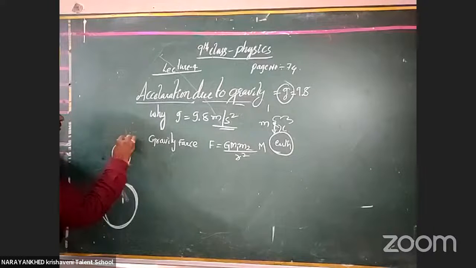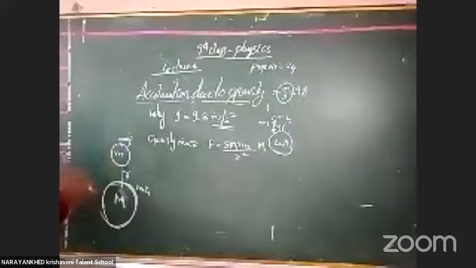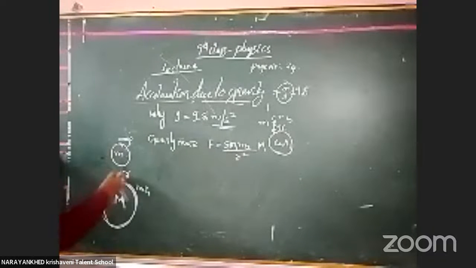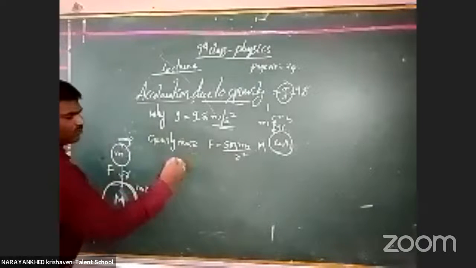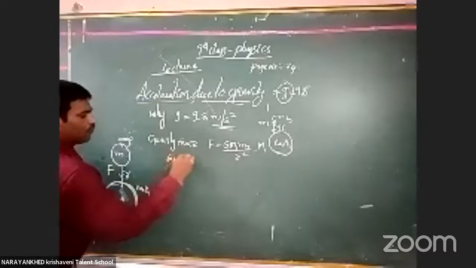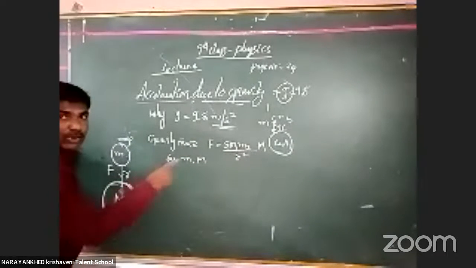It is taken as small m. The mass of Earth is taken as capital M. Now this is the R. Okay, now the force between these two things is the capital F. Now F is the gravitational force for small m and capital M masses.